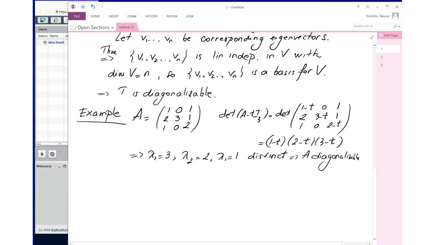Okay, so then it's natural to ask the question, is this enough? Is this what describes diagonalizability in general? In order for a matrix or a transformation to be diagonalizable, does it need to have distinct eigenvalues? And the answer is no. This is not an if and only if kind of result. So the converse is false.